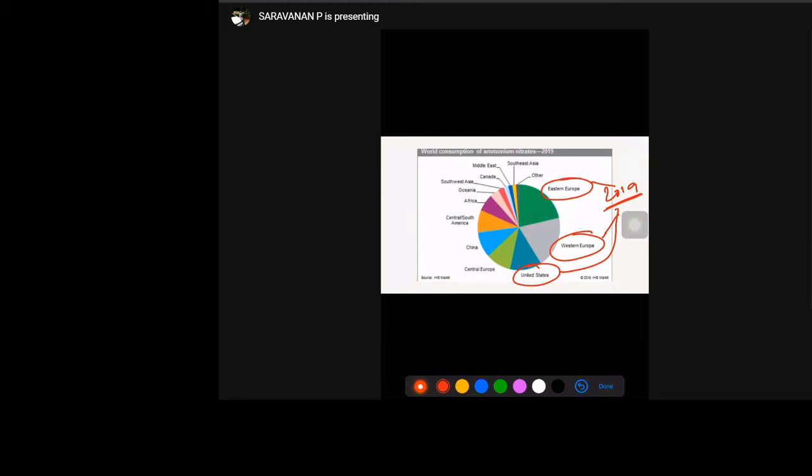China, and Central and South America. Although the consumption of ammonium nitrate varies by region, this is what you must know: the world average is 78% in fertilizer application and 22% in industrial.